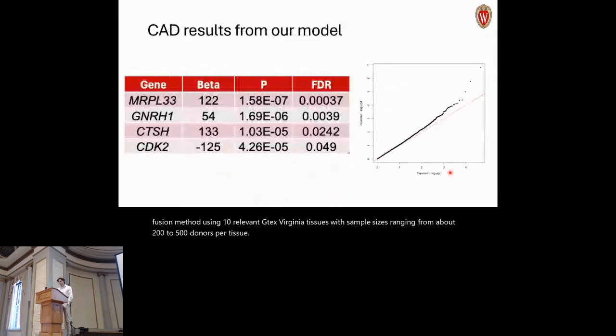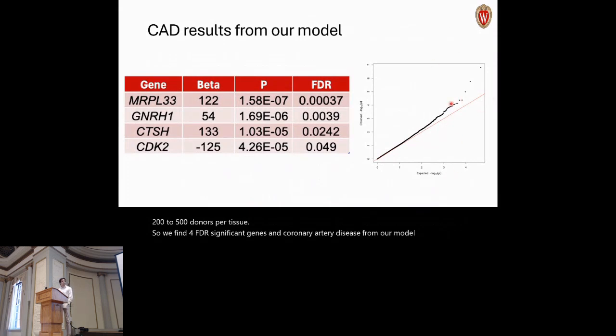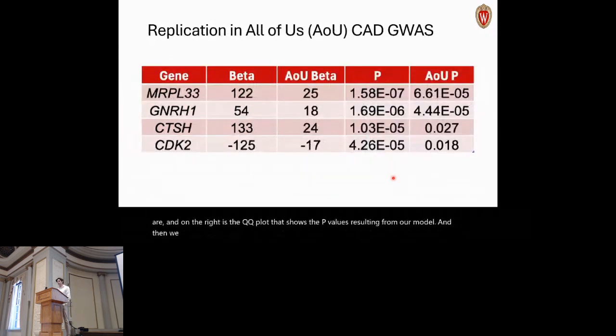So we find 4 FDR significant genes in coronary artery disease from our model. Here they are, and on the right is the QQ plot that shows the p-values resulting from our model. And then we attempted to replicate these in an independent GWAS cohort from All of Us, and we found that the effect sizes all had the same effect direction and less power, and the p-values were all statistically significant. So we were able to replicate all of our results in All of Us.